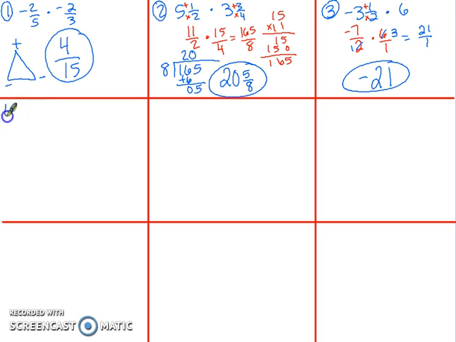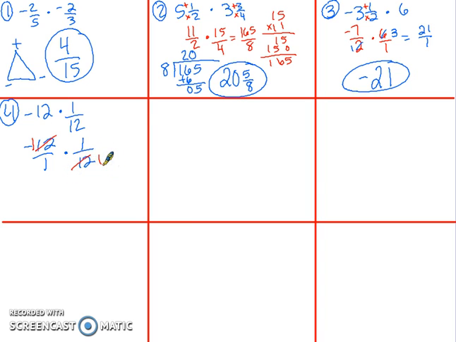Number 4. Negative 12 times 1 over 12. I want to turn 12 into a fraction. In order to do that, I'm going to put it over 1. 12 over 1 times 1 over 12. I look to see if anything will simplify. 12 and 12 will both simplify by 12. 12 divided by 12 is 1. 12 divided by 12 is 1.